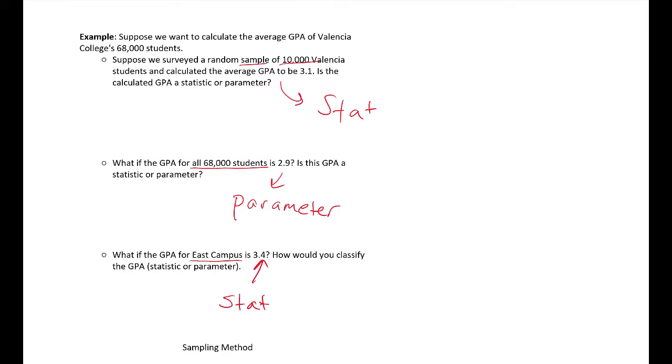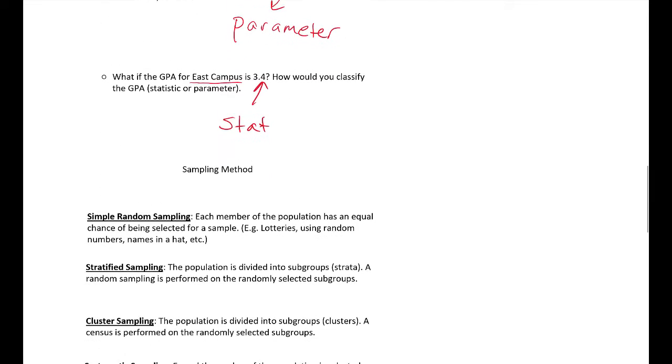However, I know it may be confusing. If we were trying to calculate the mean GPA for all of East Campus students, then now the context has changed, and now that 3.4 would actually become a parameter. So hopefully you understand the difference there.